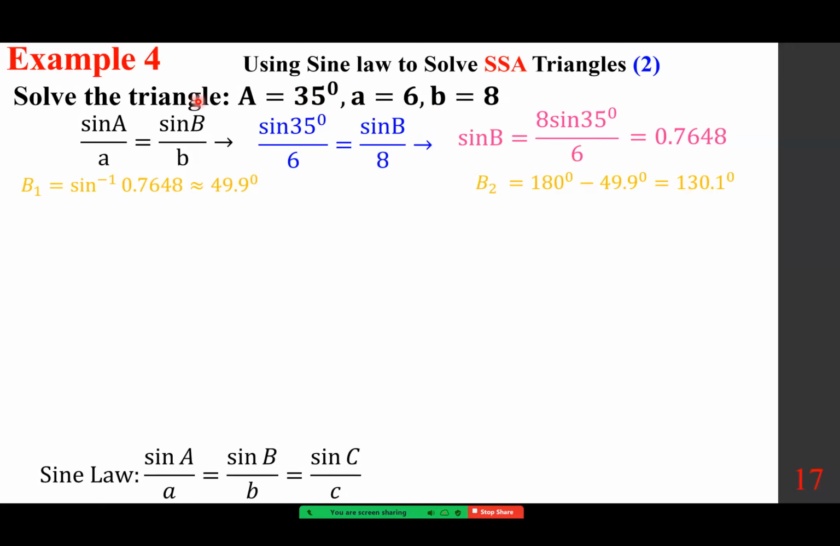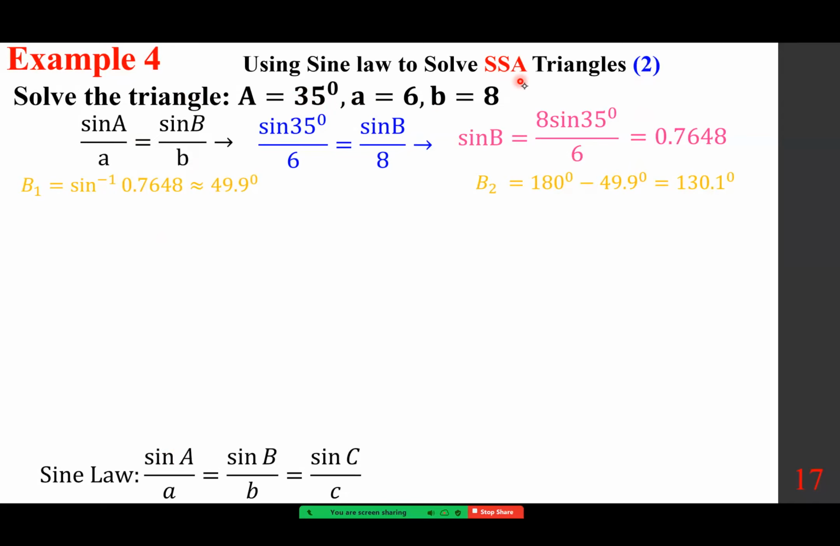That means we can continue in this column, and that would be the first triangle. We continue in this column, and that would be the second one. And therefore, we have two possibilities. That's why SSA, side side angle, is known as an ambiguous case.